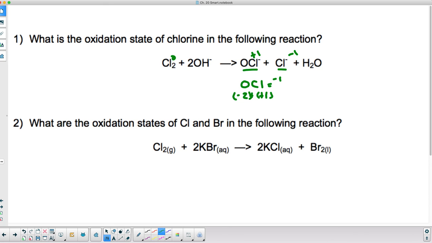What are the oxidation states of Cl and Br in the following reaction? Here it's 0. Okay, here it's a -1, because here we have a neutral compound, and potassium has a +1, which means bromine has a -1. Over here we have a neutral compound. Potassium still has a +1, and chlorine has a -1, and bromine here would be 0.